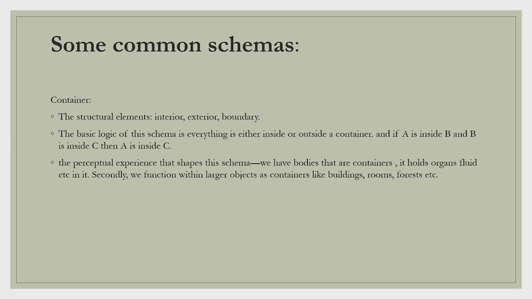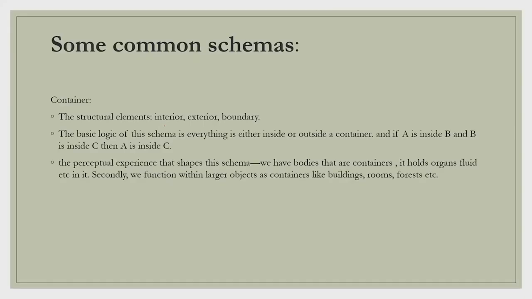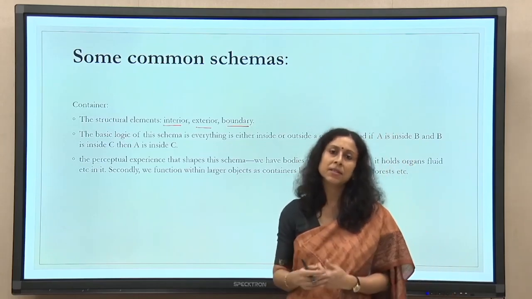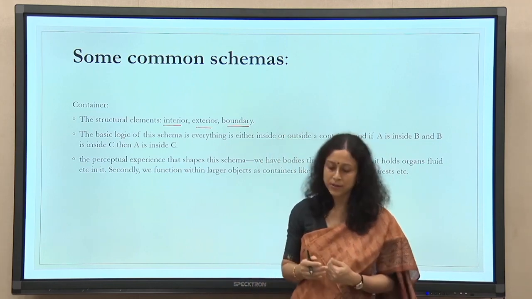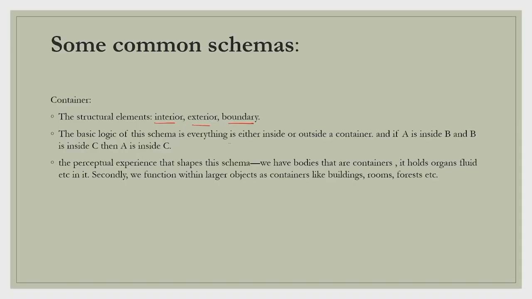The container image schema is perhaps one of the most commonly utilized image schemas. I have been talking about it already. The structural elements are interior, exterior, and boundary. There is a boundary, it is a bounded entity. The moment it is a bounded entity, there will be an interior and an exterior. So X can contain Y. This is the structural aspect of it. And the basic logic for this schema is that everything is either inside or outside a container. So if A is inside B and B is inside C, then A is inside C, and so on. So, logic.